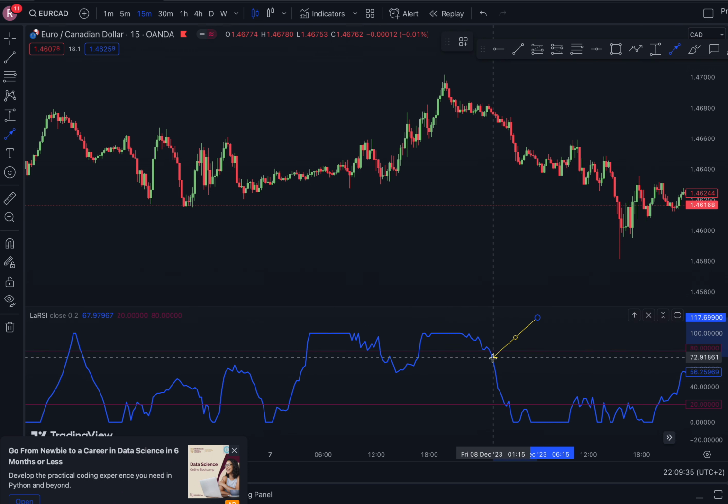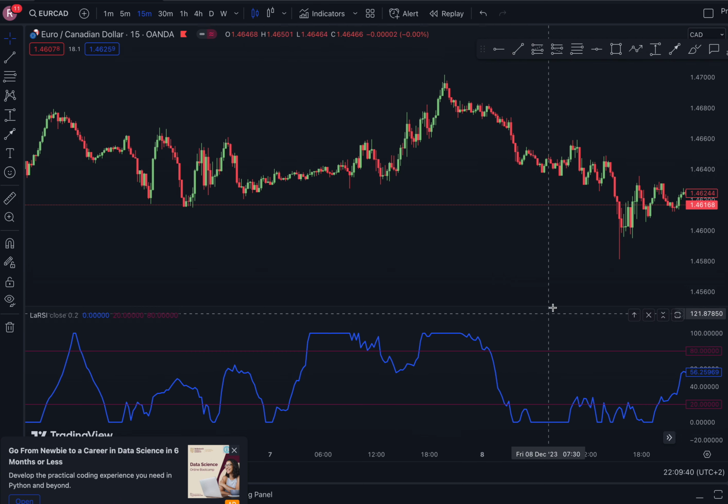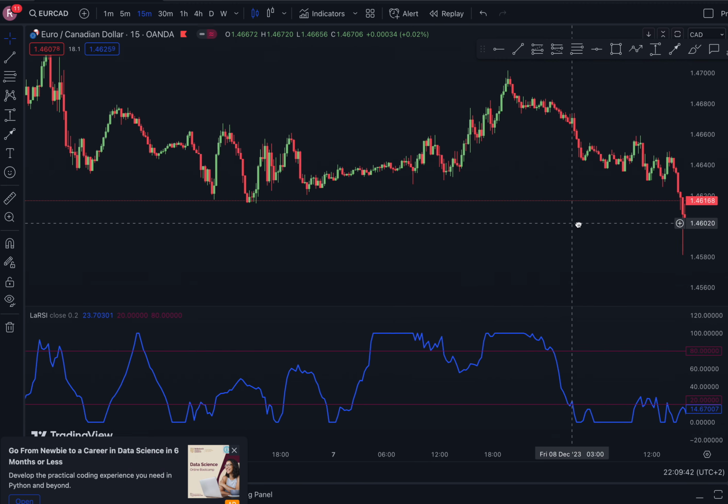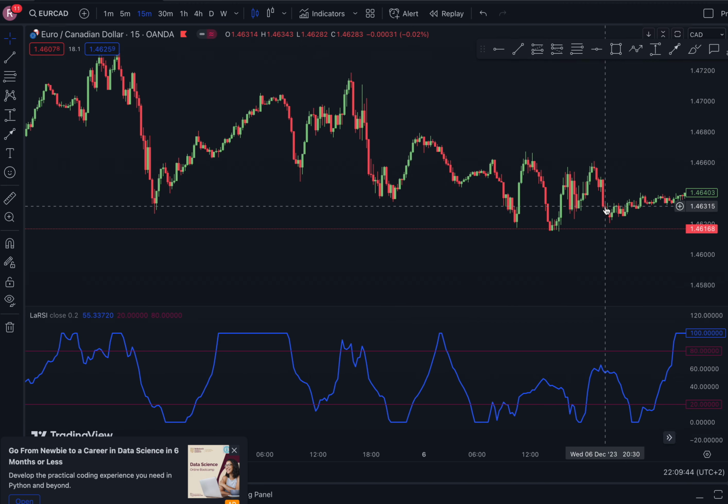You can see price comes back into the red line, and guess what? Price fell, and it's still falling. So yeah, that's how simple it is.